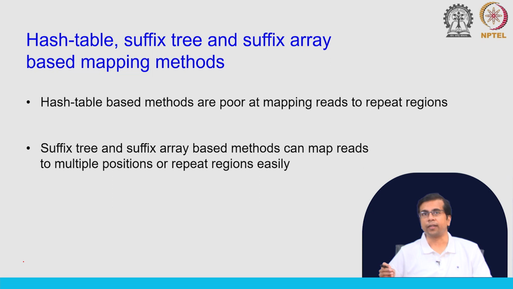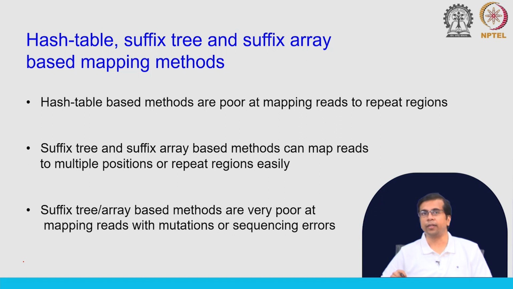On the other hand, suffix tree and suffix array based methods can map reads to repeat regions very quickly. This is possible because of the data structure. But these are very poor at mapping reads with mutations or sequencing errors, because they will not be able to find matches in the data structure. They will return that there is no match.